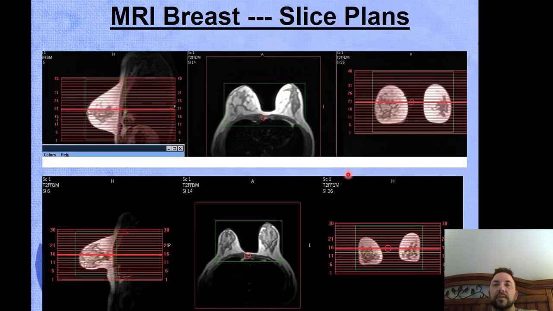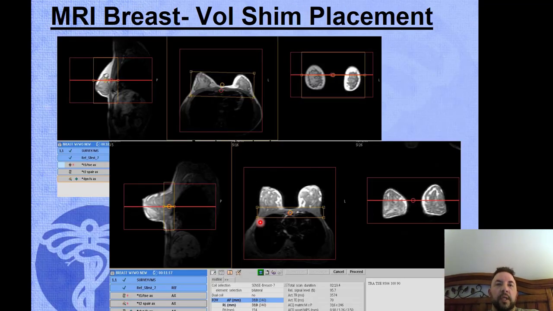So keep in mind the differences between your breast coil types. Take a look. The all-important portion of a breast MR is to utilize these shim boxes. In employing the shim boxes, we're looking to achieve the most homogeneous fat suppression that we possibly can, and that's crucial to get the best images possible.